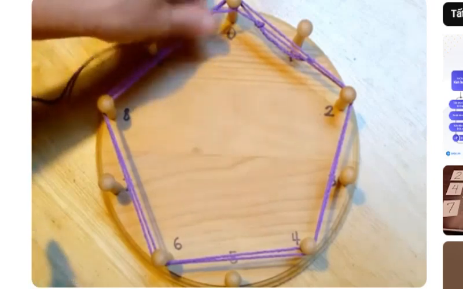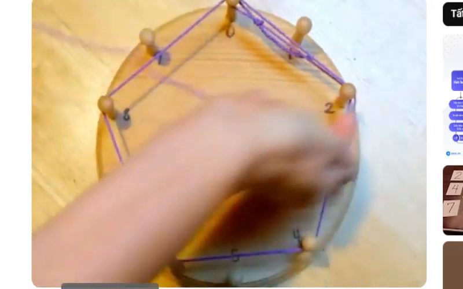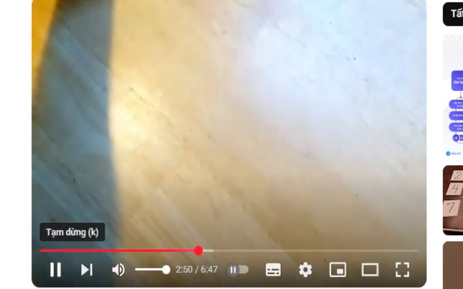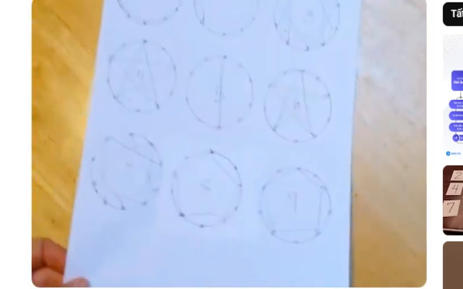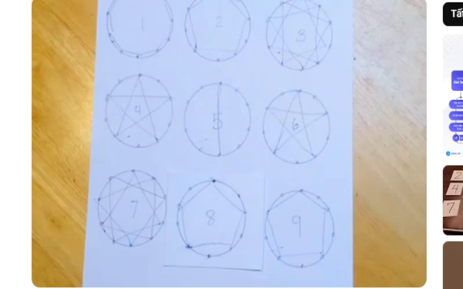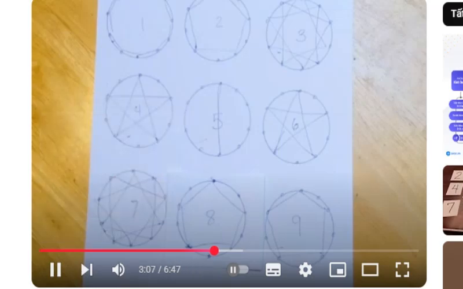Now, each one of these will have a particular design. And I will go like that. So this is what the designs that each of the numbers make. If you look at 1 and 9, you notice they're the same shape. And 2 and 8 are also, as well as 3 and 7.